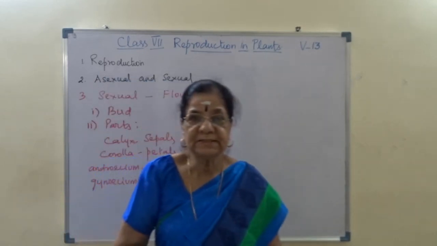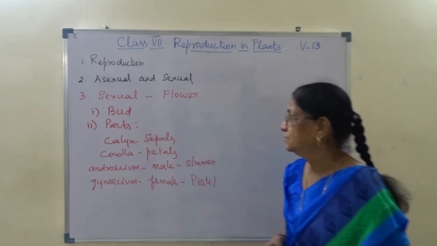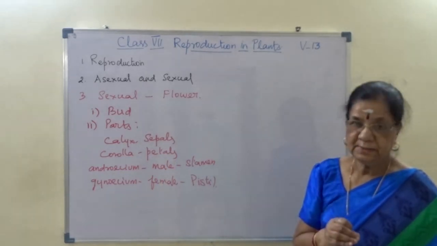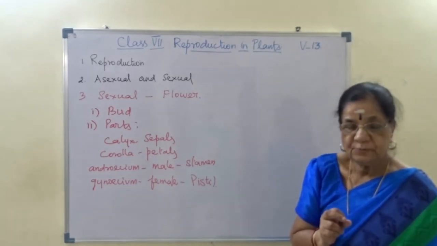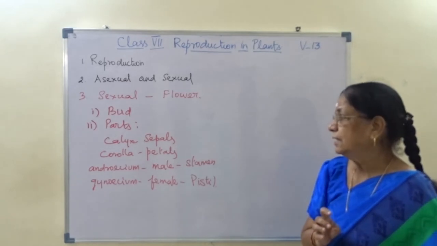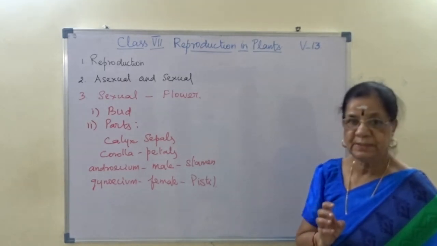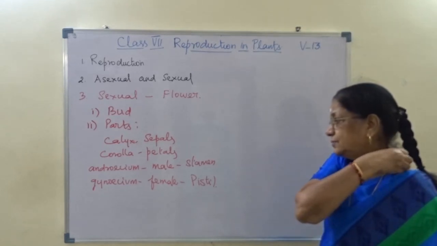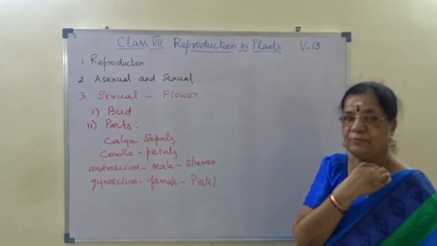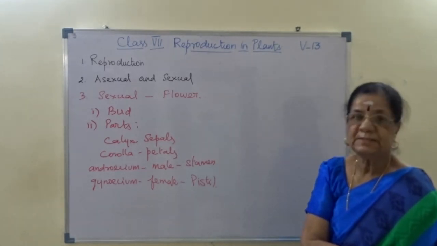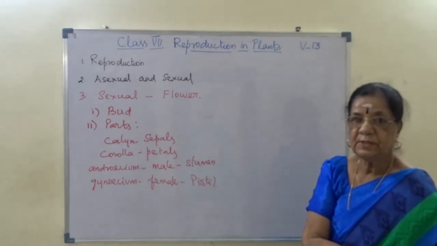These are the parts of the flower. First, the appearance of a bud in the plant is the first sign of reproduction. The parts of the flower are calyx formed of sepals, corolla formed of petals, androecium is the male part of the flower formed of stamens, and gynoecium is the female part of the flower formed of pistil.